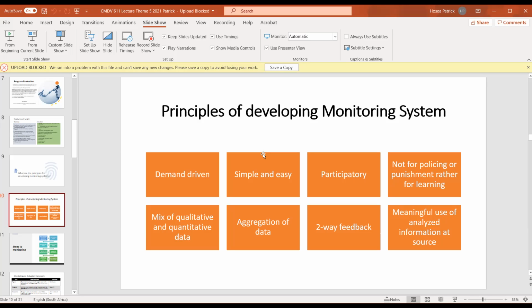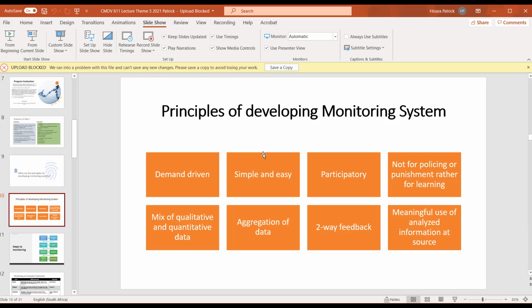And then there's the aggregation of data. In the aggregation of data, now you mix it together, you look at those data, you should be able to link up the data that you have together. And then when we talk about a two-way feedback, the implication is that you should be able to give feedback to the people, both external and internal to that particular project.